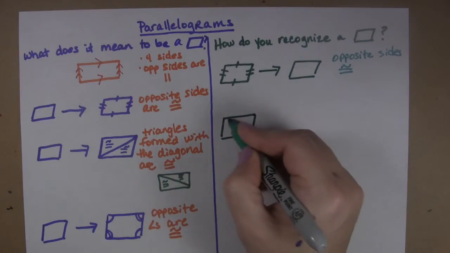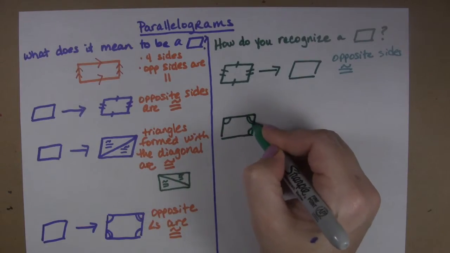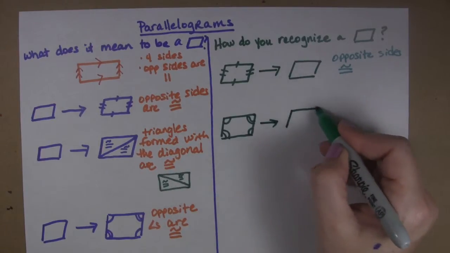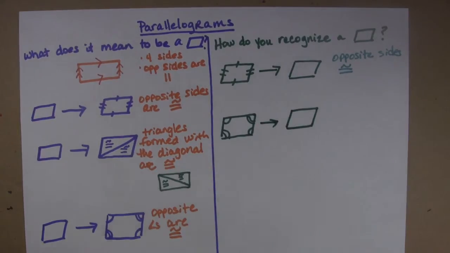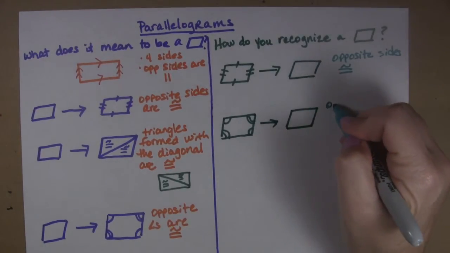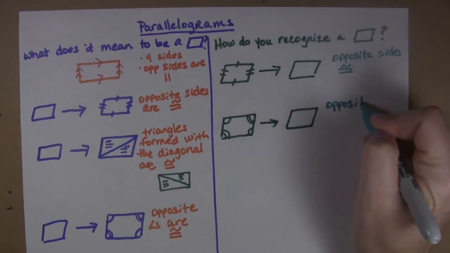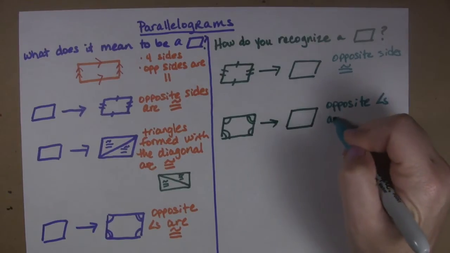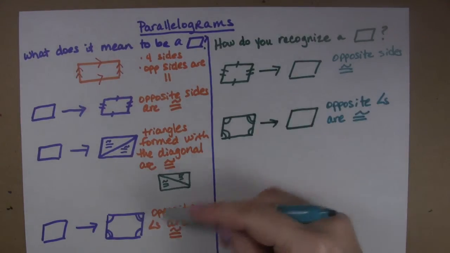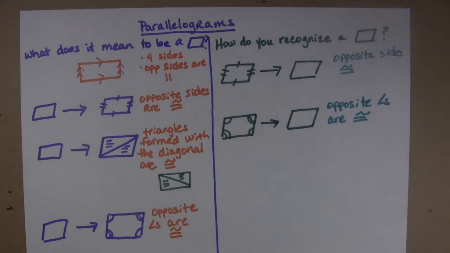The second one is just as awesome. The second one says that if you have opposite angles that are congruent, then you also know that we have a parallelogram. So opposite angles are congruent. And so again, this is just the converse of this one here.